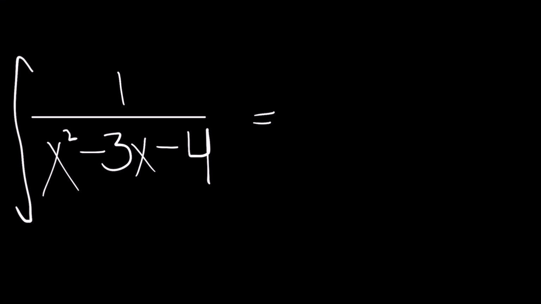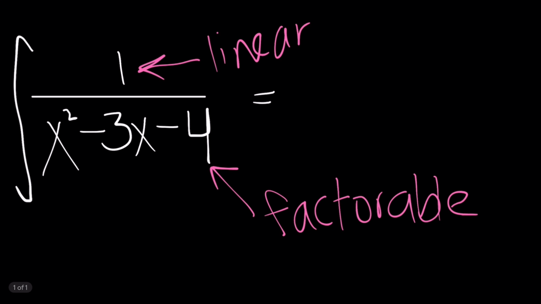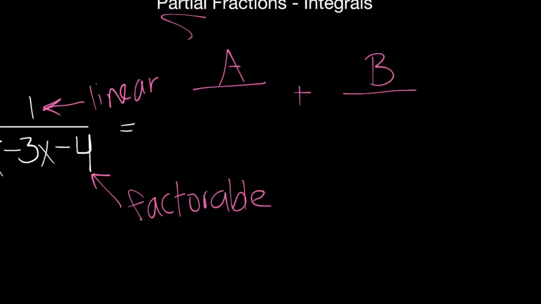First things first, you need to make sure that the top is a linear constant. As you can see, I have 1. That's a linear constant, and the bottom has to be factorable. So I'm just going to write factorable. First, I'm just going to cut this up into A and B. That will be my numerator.